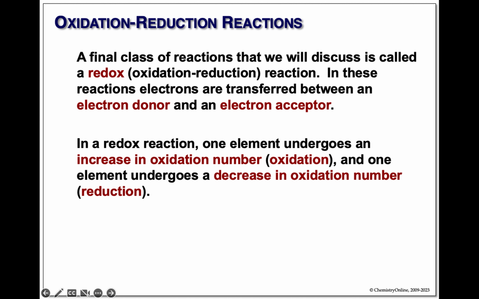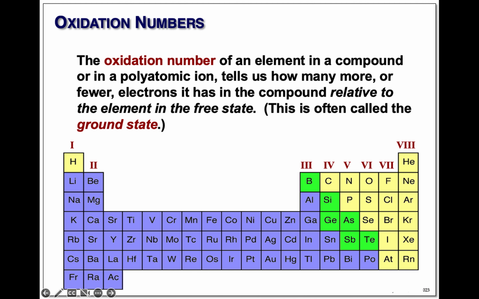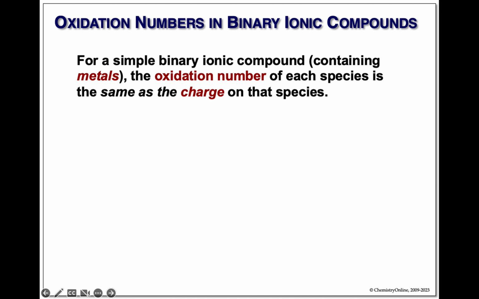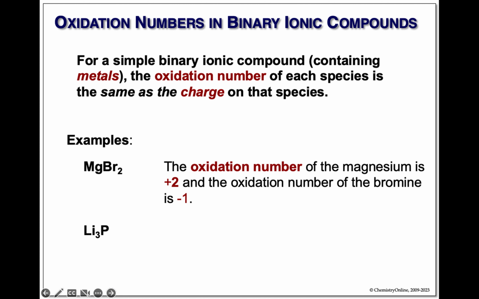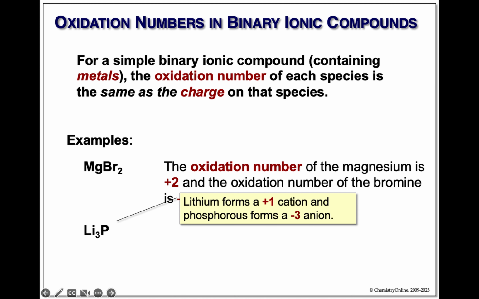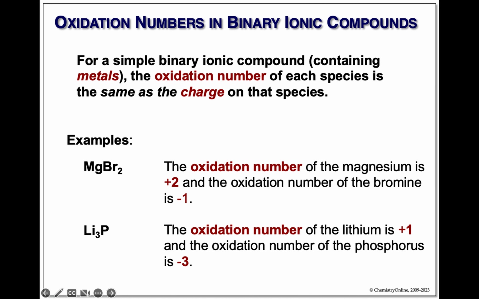What are the oxidation numbers? Once again, we've done this one. If it's an element, it's 0 by definition. Secondly, going back to chapter 3, if it's a metal, the oxidation number is the same as the charge. Magnesium bromide, magnesium is +2. Its oxidation number is +2. Lithium phosphide, the charge here is +1. Same as the oxidation number. If it's a metal, it's simple, just the charge.